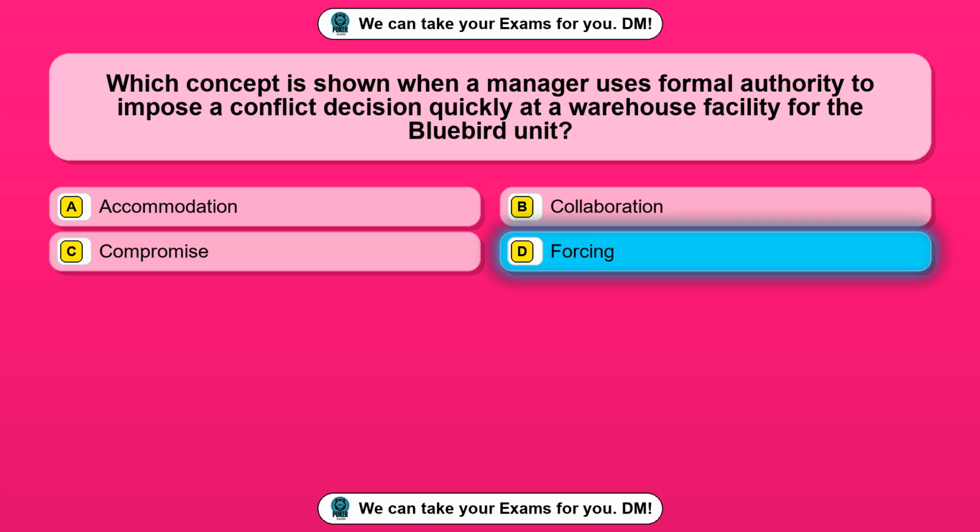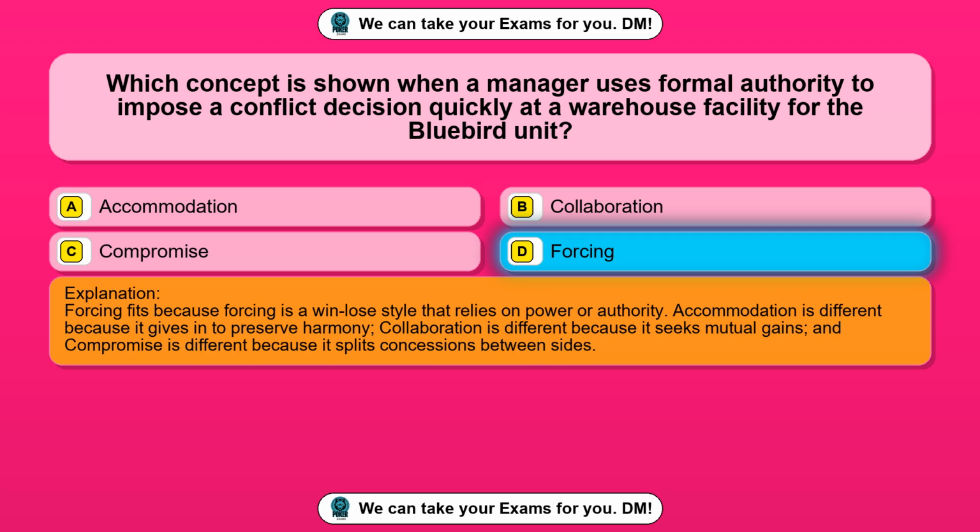Forcing. Forcing fits because forcing is a win-lose style that relies on power or authority. Accommodation is different because it gives in to preserve harmony, collaboration is different because it seeks mutual gains, and compromise is different because it splits concessions between sides.